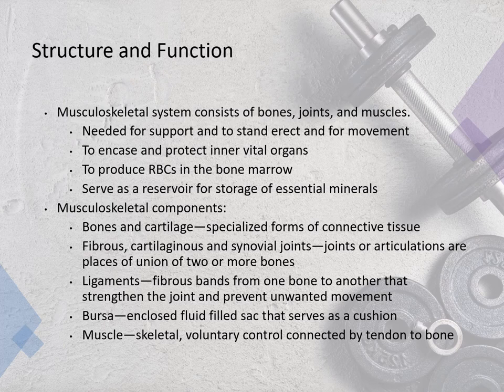Bones and cartilage are just special forms of connective tissue. Joints are places of union of two or more bones. Ligaments are fibrous bands that connect one bone to another. Bursa are enclosed fluid-filled sacs that serve as cushions. Voluntarily controlled, muscles connect tendons to bones.